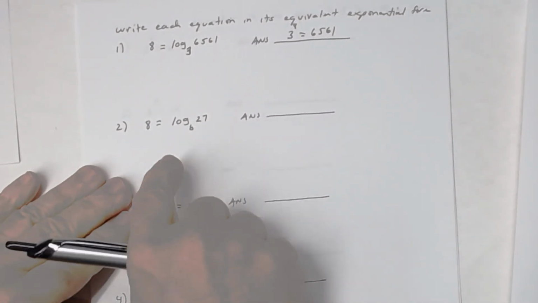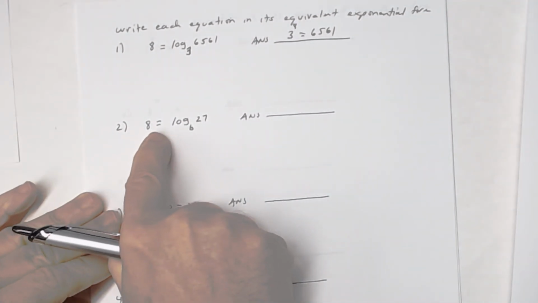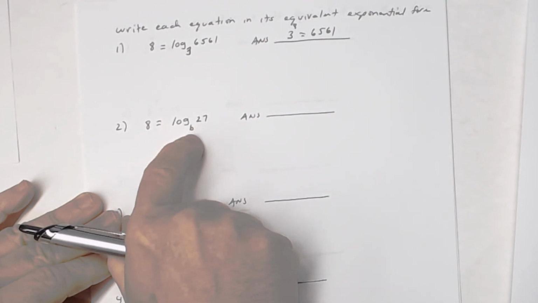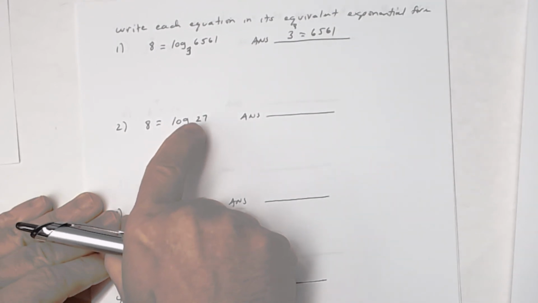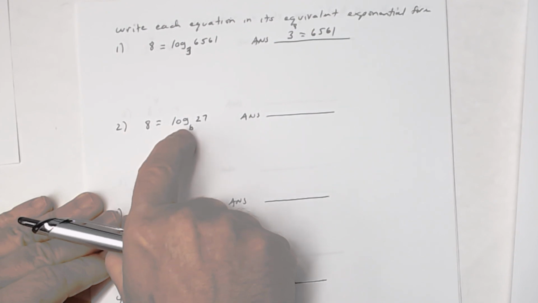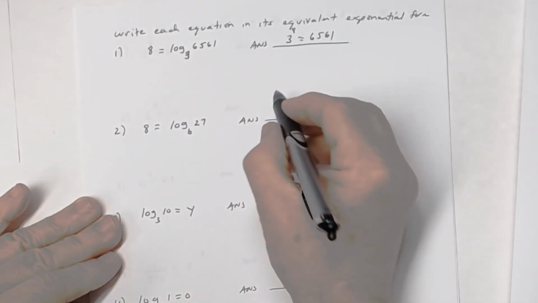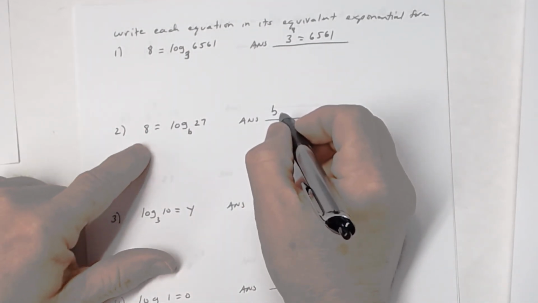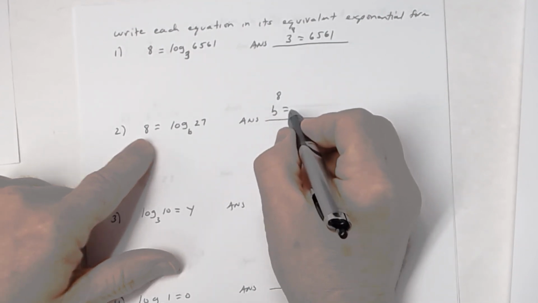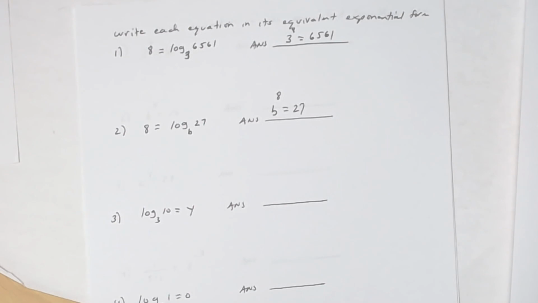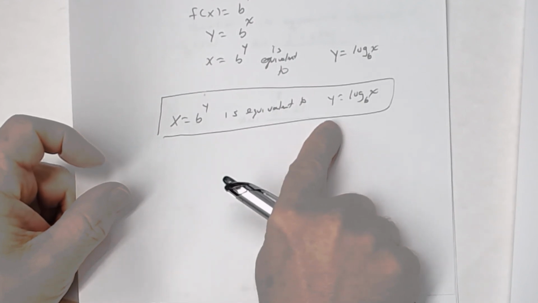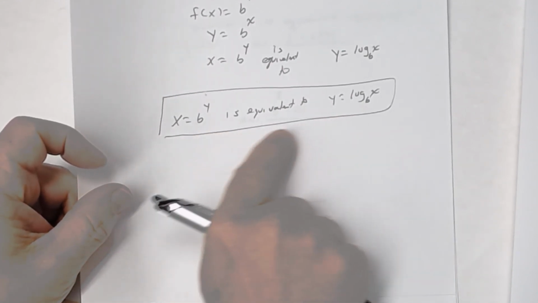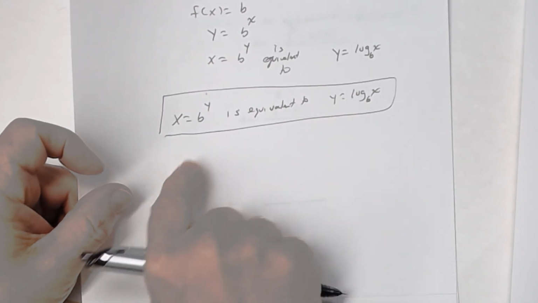All right, let's look at the next one. Let's remind ourselves how to read this. So 8 equals the log of 27 base b, or you could say 8 equals the log base b of 27. So just remember, log of 27. All right, so we're going to change it to exponential. Look at the base first. The base is b. So b raised to the exponent, the other side, so that's 8, equals the argument, which is 27. And that's it. All right, we're just using this relationship. That's what we're using, going from logarithm to exponential.